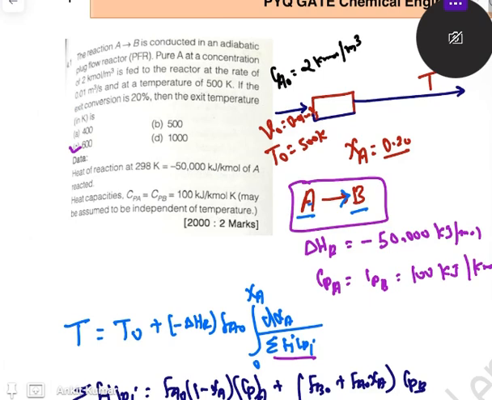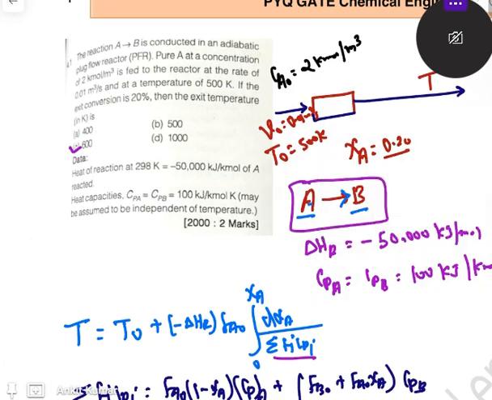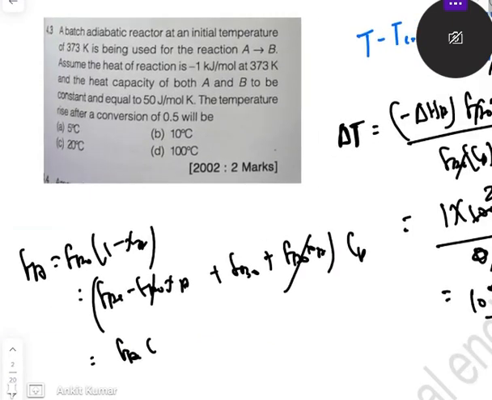So this was the first question, that is based on the energy balance or calculation of exit temperature of plug flow reactor. Okay. Now I'll be moving towards the next problem of today's lecture.